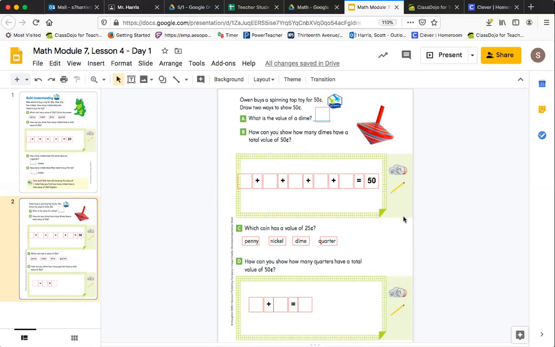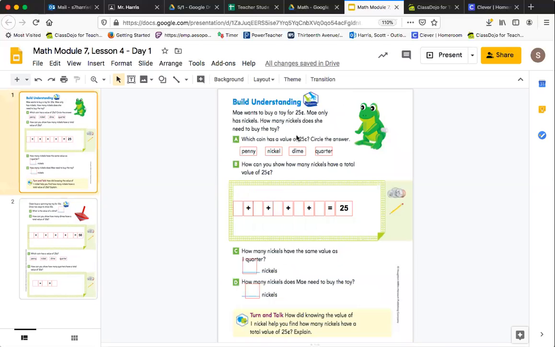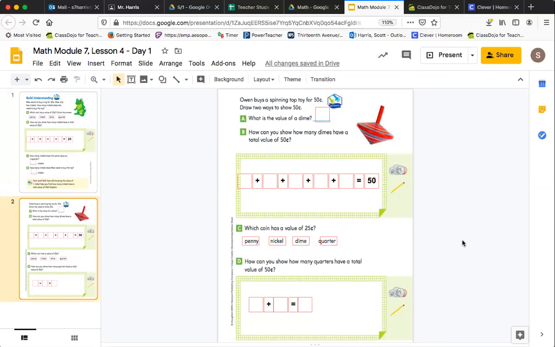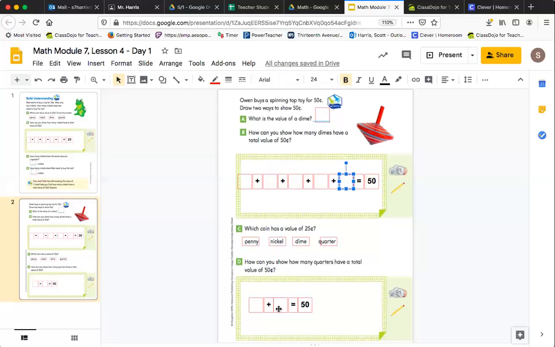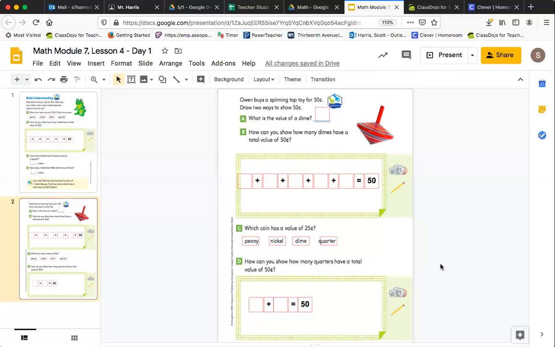Question C, which coin has a value of 25 cents? We already answered that up here, so that should be pretty easy. And then how can you show how many quarters to have a total of 50 cents. So there's two different ways we're going to add up to 50, with dimes and with quarters, okay?